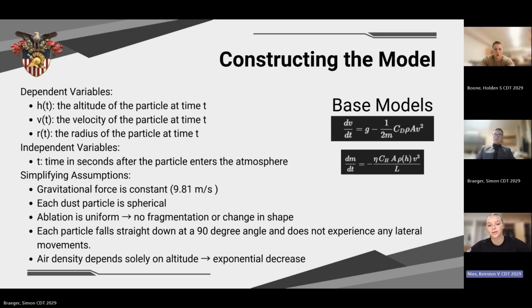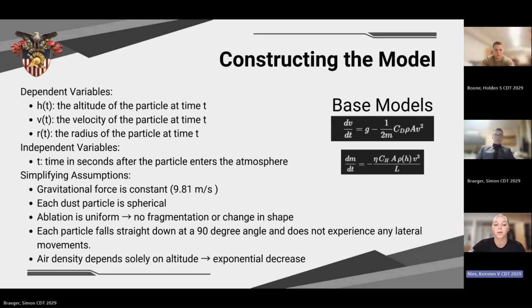To start the construction of our model, we did a basic falling bodies equation, but we added a drag coefficient, which is what you see with our dv over dt base model equation. Our dependent variables were the altitude of the particle at time t, the velocity of the particle at time t, and the radius of the particle at time t. Our independent variable was just time t in seconds after the particle enters the atmosphere.